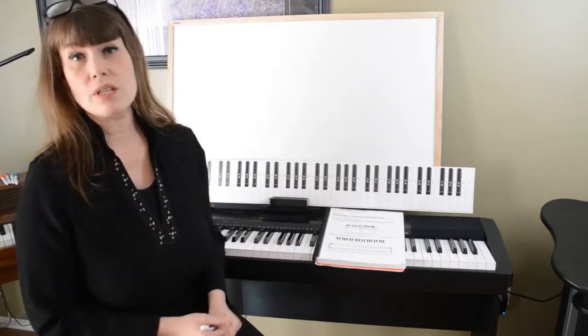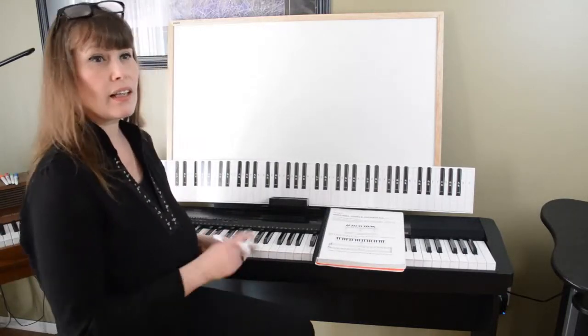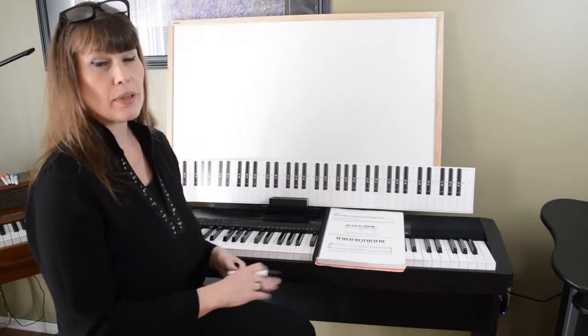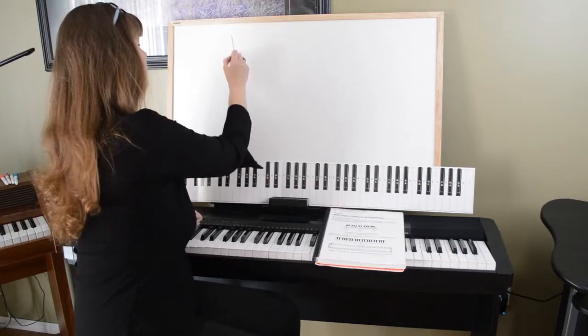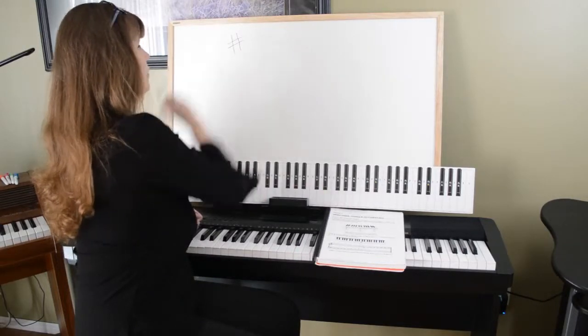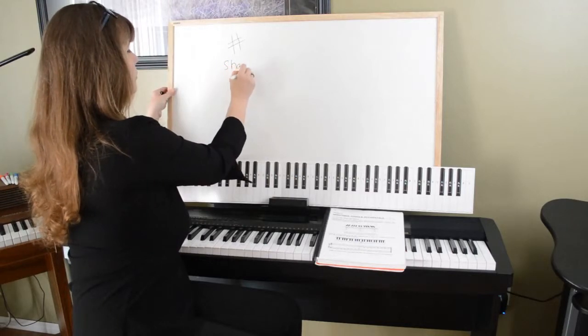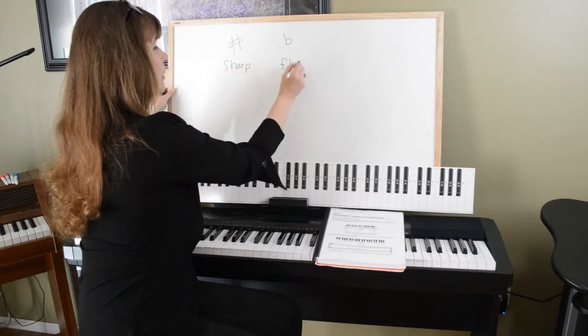When you're playing music, accidentals are the sharps or flats that you see in the middle of your music. It's not going to be the key signature. It's going to be the other sharps and flats located in your piece. If you play a musical instrument, you'll know that that's called a sharp. And you'll also already know that that is called a flat.